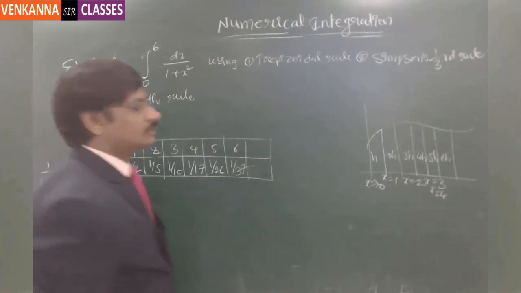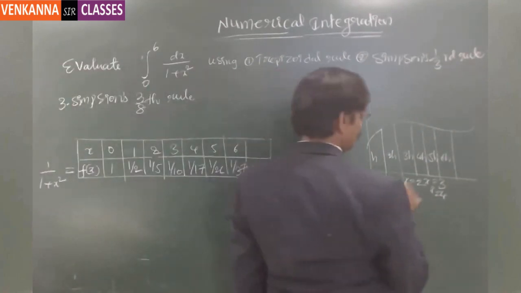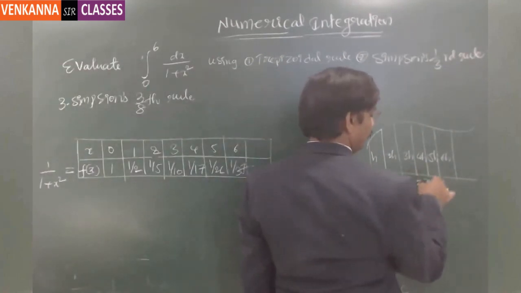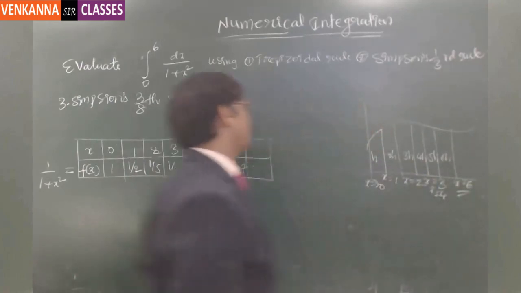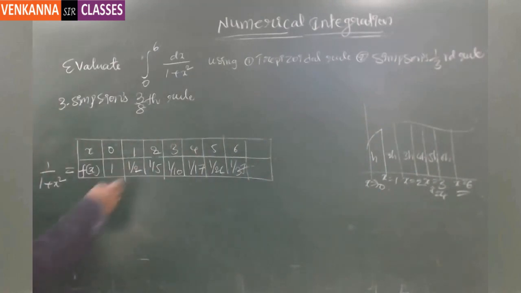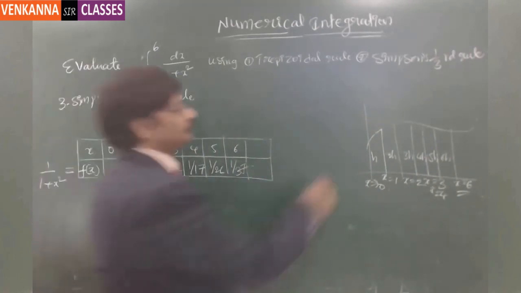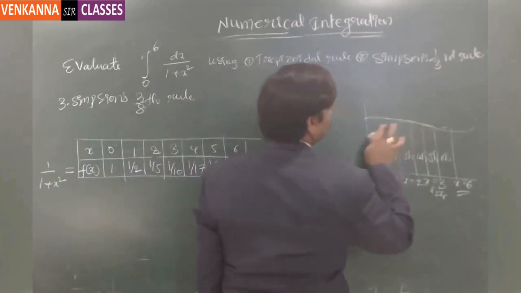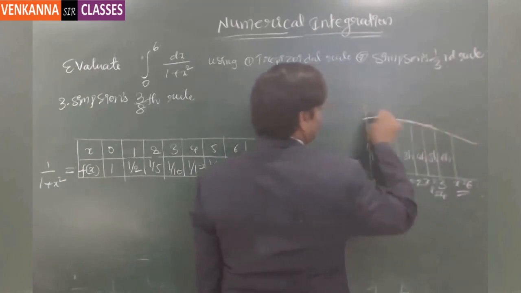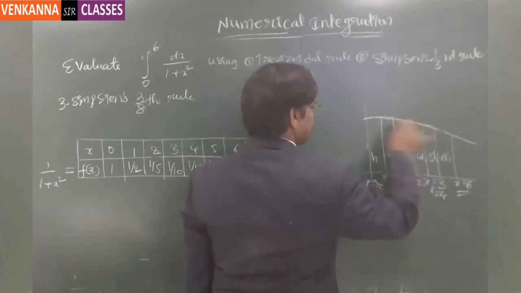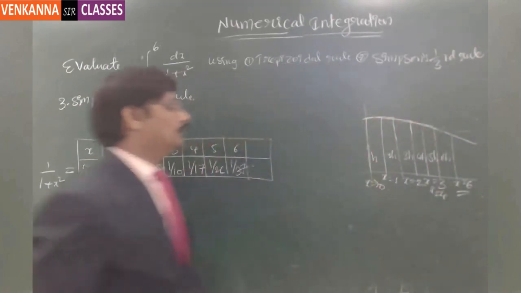So these are the intervals. Now here x is equal to 0, x is equal to 1, x is equal to 2, x is equal to 3, 4, 5, and 6. So this is how you can calculate the values. Now these values, I think this is a monotonically decreasing function. So this is how the curve is going to be. Okay. So that is the curve.